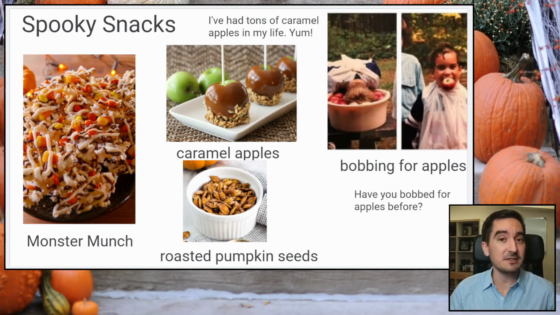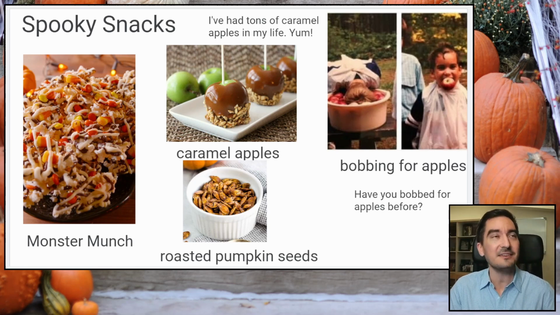Okay, so practicing, talking about experiences. I've had tons of caramel apples in my life. Yum. So the subject is I. For present perfect, we need have. So I've, we have that v. And then we have had. Had is our past participle. So I've had tons of these apples, which if you spell it out, it would be I have had, which sounds like it's kind of weird, but it's actually right.